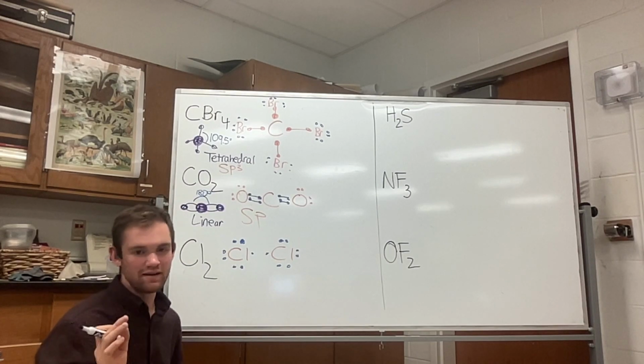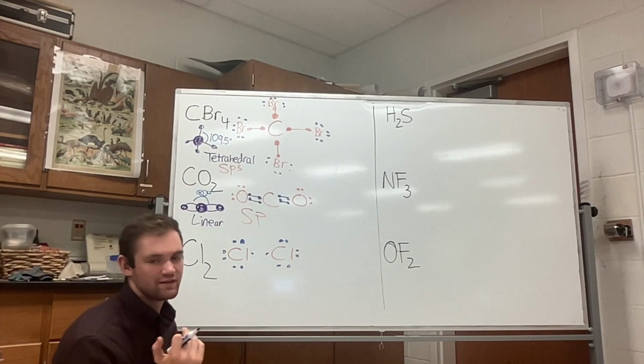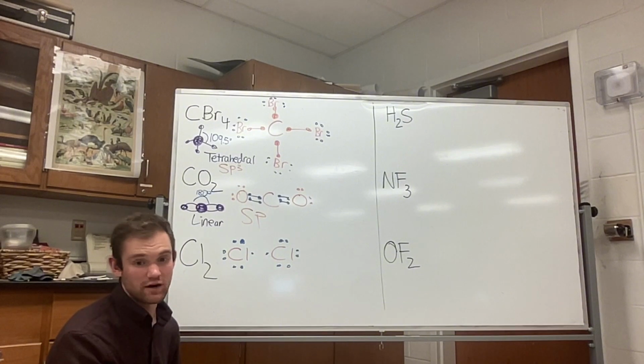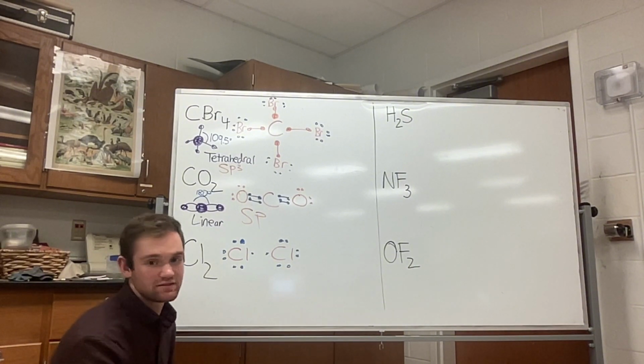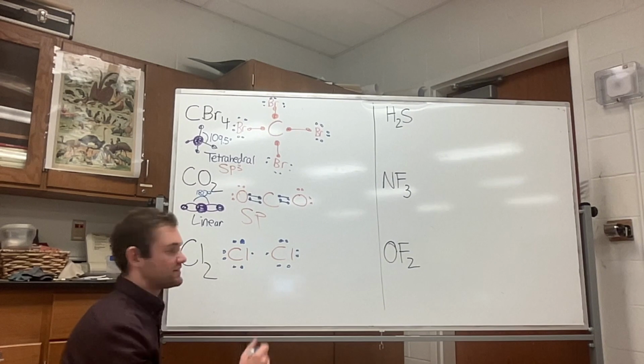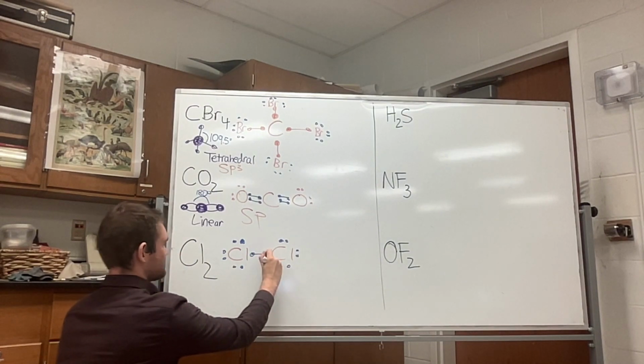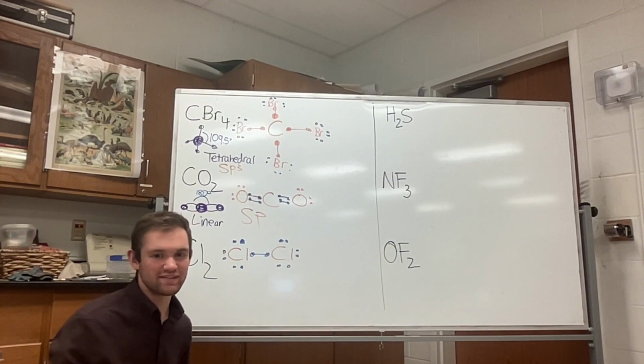They can share 1. Chlorine wants 1 more, so 1 bond. However many it wants is the amount of bonds you need. So the Lewis dot structure, we're just going to connect these dots. Yay. So chlorine is happy.